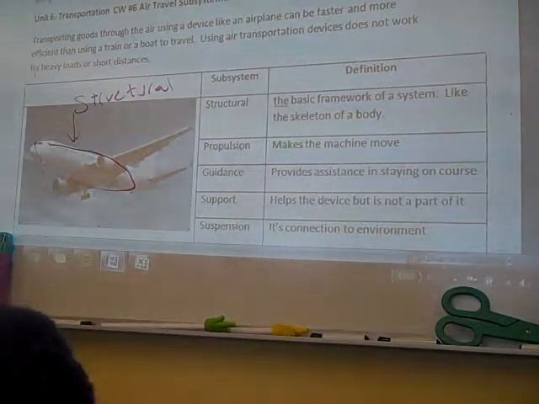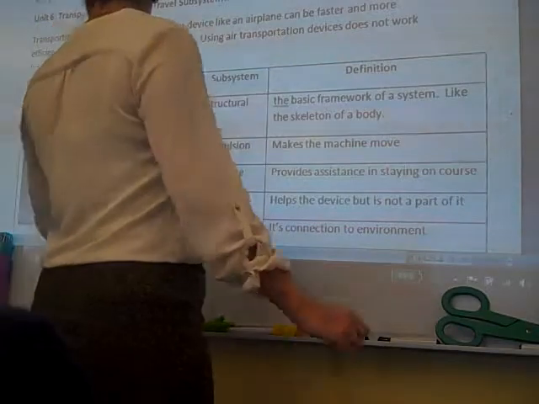What is the propulsion subsystem of this here airplane? Go ahead, Chris. The engine. Thank you. And everything that comes with the engine. The engine is the propulsion.